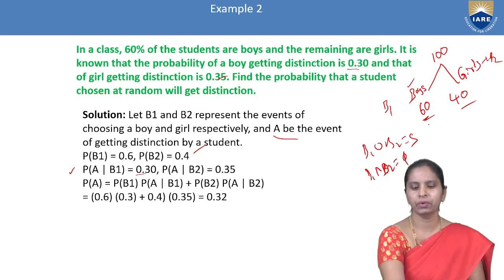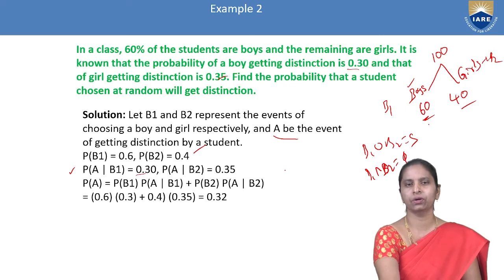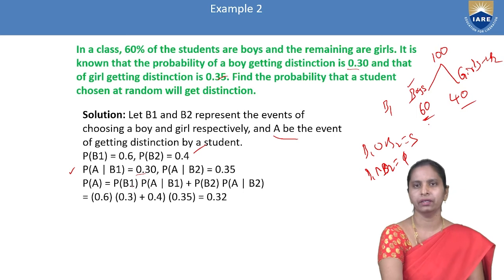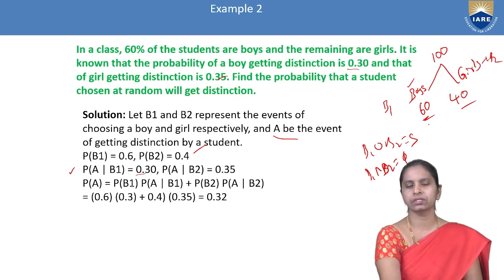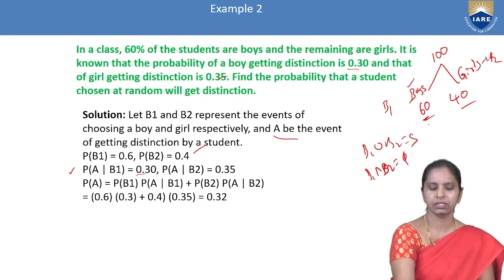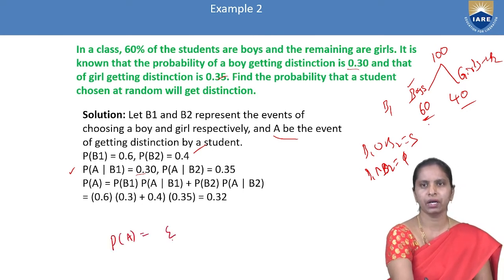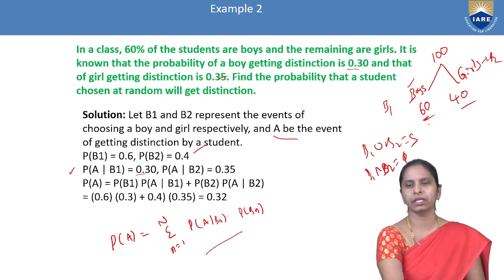Now what do I have to calculate here? I have to calculate the probability of the student getting distinction. I don't know if the student is a boy or a girl, but I want to calculate the probability of the student getting distinction. Then how to calculate P of A? In order to calculate that, I have to use the total probability theorem. What is the total probability theorem? P of A equals sigma n equals 1 to N of P of A given Bn into P of Bn. So this is the total probability theorem.